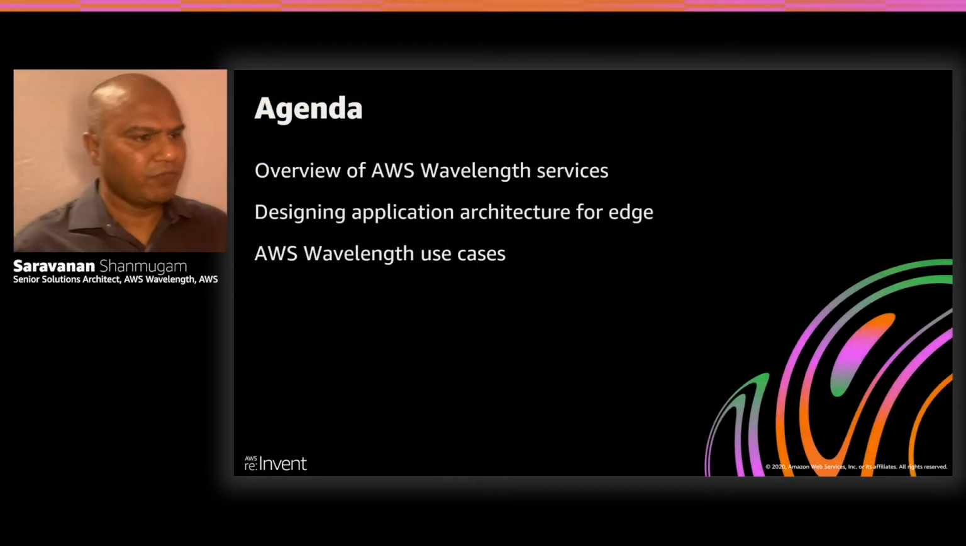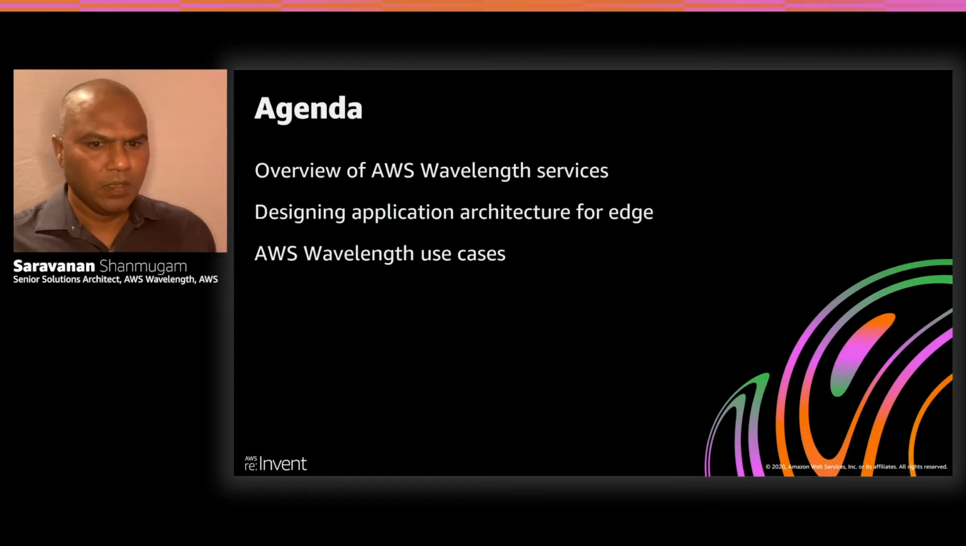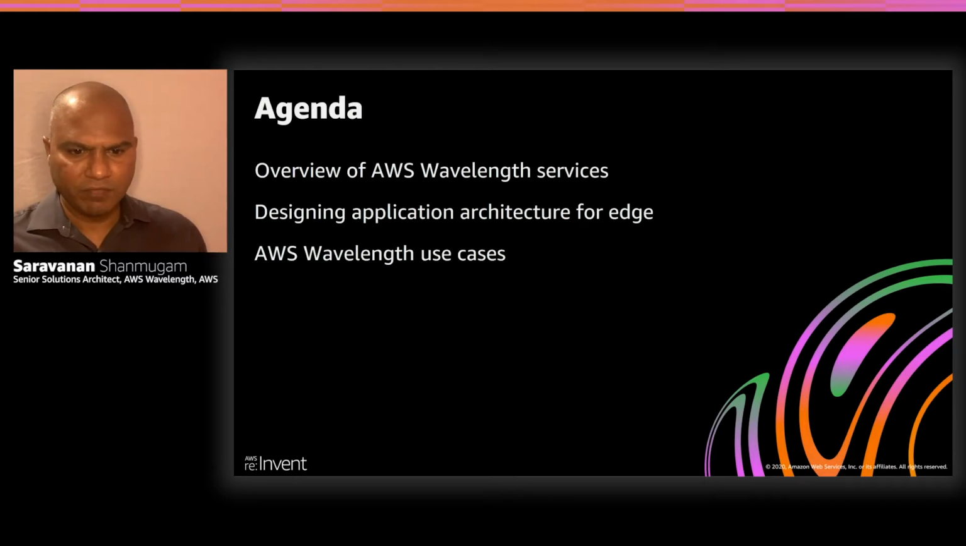Let's look at the agenda for the session. We will do a quick overview of AWS Wavelength: why we built it, where it fits, and what customer challenges it solves. We will also look at the typical reference architecture for deploying applications in the Wavelength Zone and how we combine it with the services in the region. We will finish with a deep dive into various use cases that our customers are currently testing in the AWS Wavelength Zones.